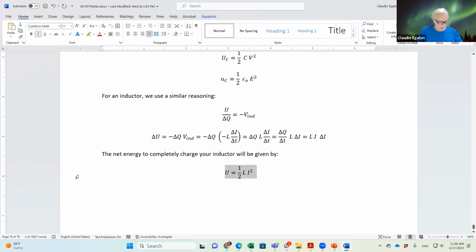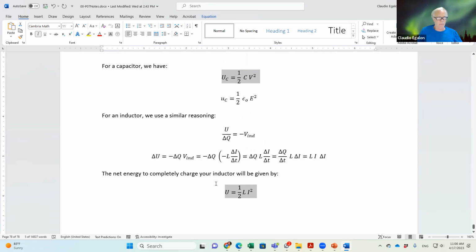Now compare this relation with this other relation here. Okay? Half, the parameter of the capacitor, the parameter of the inductor, V squared, I squared. We have V squared here because the energy of the capacitor is stored in the electric field. We have I here because the energy of the inductor is stored in the magnetic field. Remember, the magnetic field is generated by a current, right?